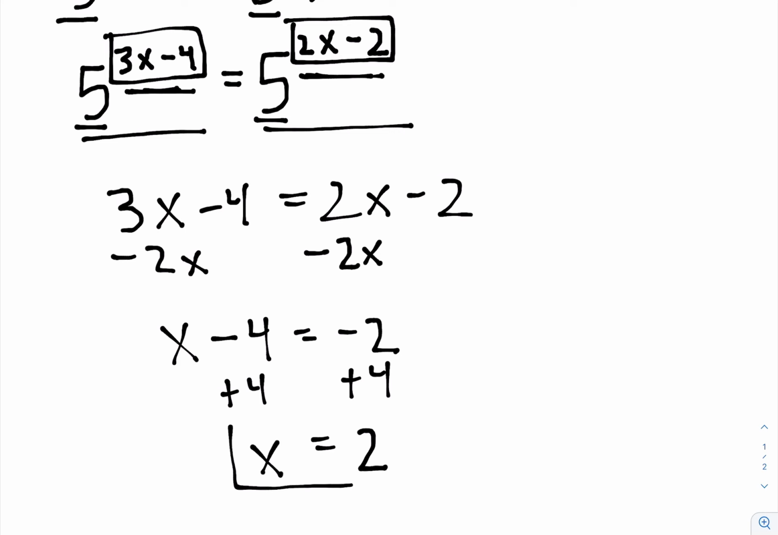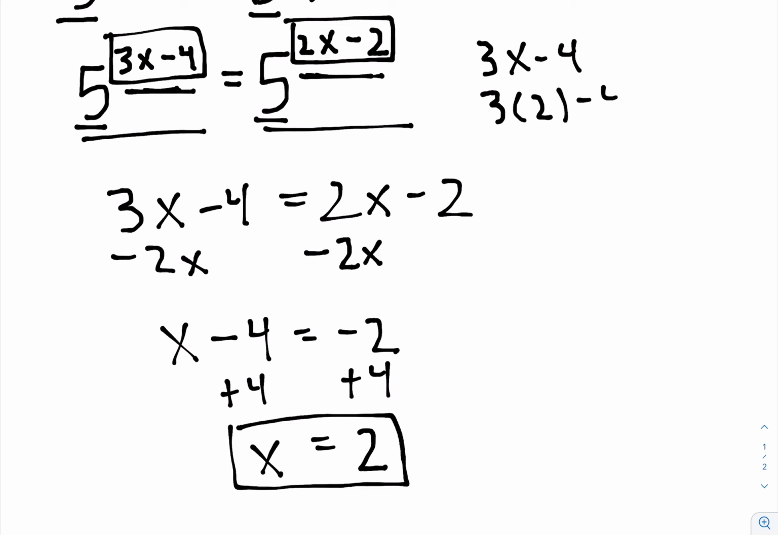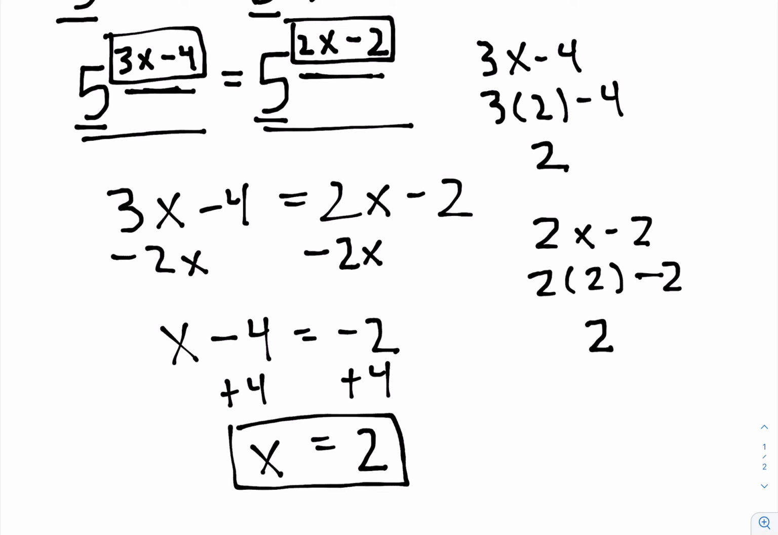Okay, so when x equals 2, if we plug in 2 for x, we're going to have the same value for exponents. So let's say we have 3x minus 4, right? That's our exponent on the left side. If we plug in 2, it's going to give us 6 minus 4, which is going to give us 2, right? Same thing for the other side, 2x minus 2. If we plug in 2 for x, that's going to give us 2 times 2 minus 2, so that's 4 minus 2, which is also 2. So basically the equation is just saying 5 to the power of 2 equals 5 to the power of 2.